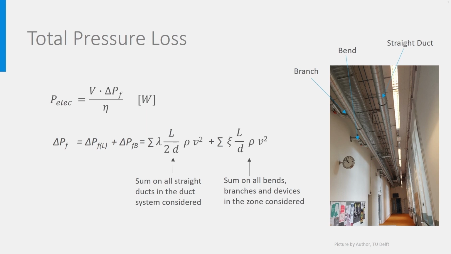In the end, the total pressure loss that must be compensated by a pump or a fan is the sum of all friction losses in all straight ducts served by the pump, plus the sum of all friction losses arising through bends, branches and devices. So once you have described the specific pipe network of a building, you need to make these calculations. There are many software tools that can help you doing that.